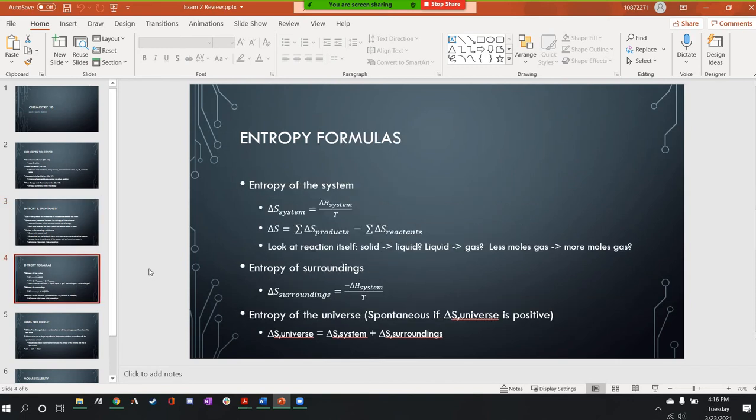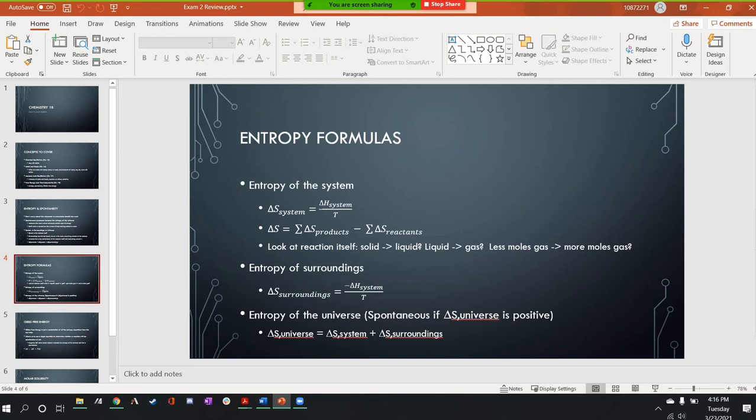Okay, next slide. All right, so here are a bunch of entropy formulas. And I think this can cause some confusion, like what formula do I use if they ask me to find entropy. So I wrote them all down in one place, and then I'll touch on them real fast. If you're trying to find the entropy of the system, so the entropy of the actual chemical reaction that's happening, you have these choices here.